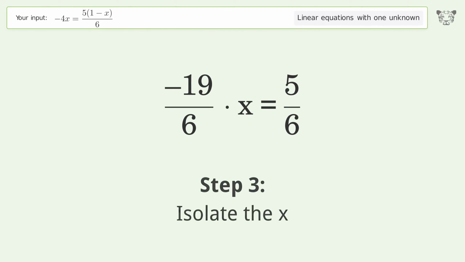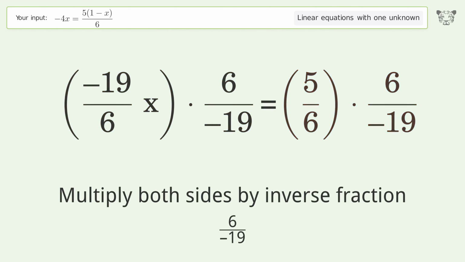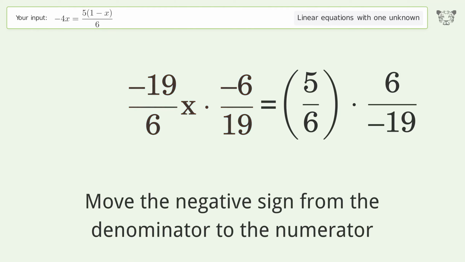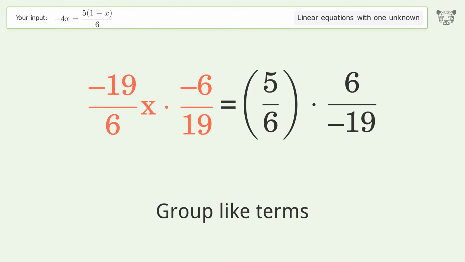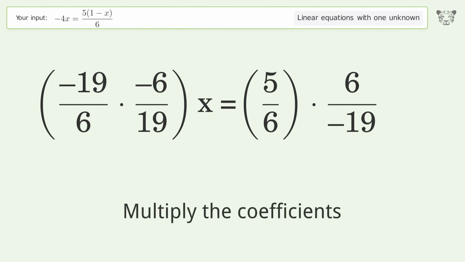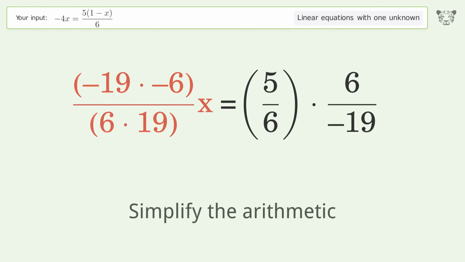Isolate the x. Multiply both sides by inverse fraction 6/19. Move the negative sign from the denominator to the numerator. Group like terms. Multiply the coefficients. Simplify the arithmetic.